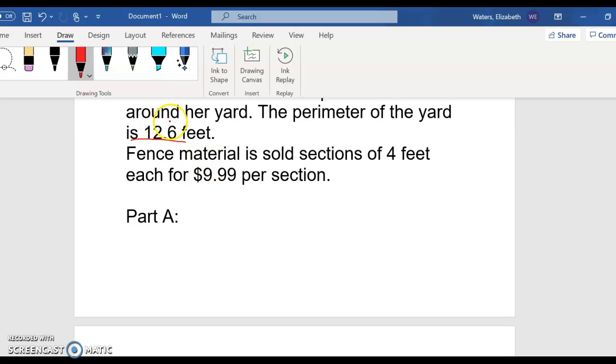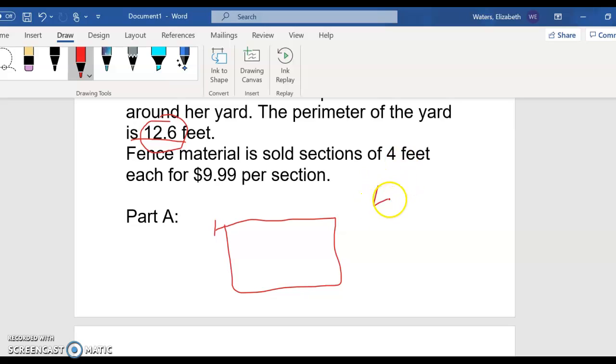Well, if this is how long my yard is, or how much for the perimeter, which is all the way around, and this is how many feet I'm going to buy the sections in, that would mean, okay, so this is my yard. I'm going to draw a picture for it. Ignore that little piece over there. And all the way around is 12 6/10. Well, I need pieces that are going to be 4 feet long. How many of those pieces would I need?